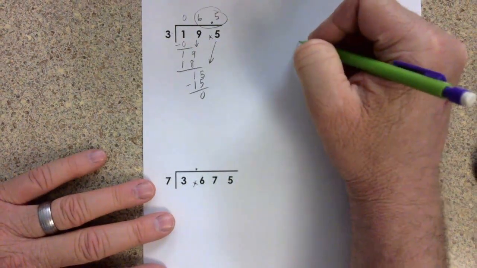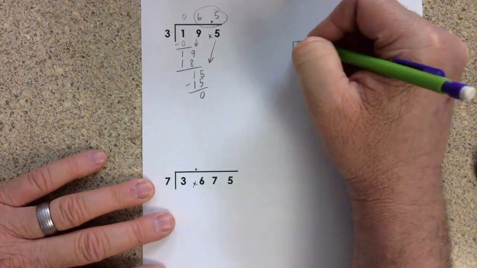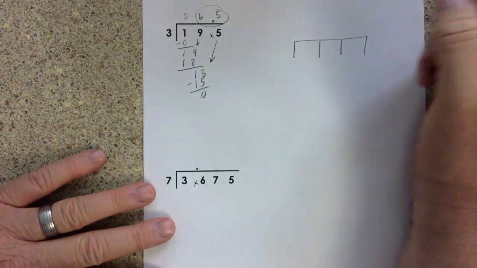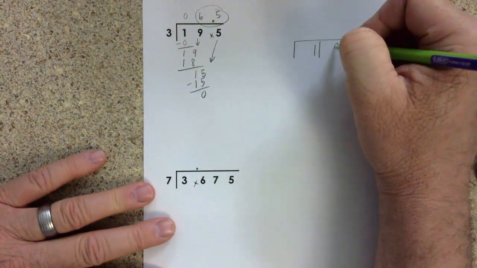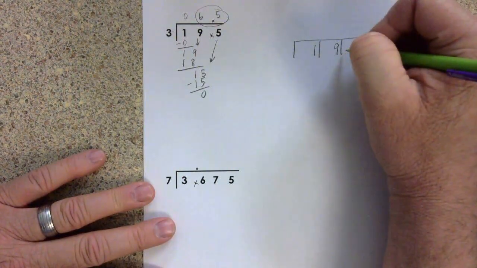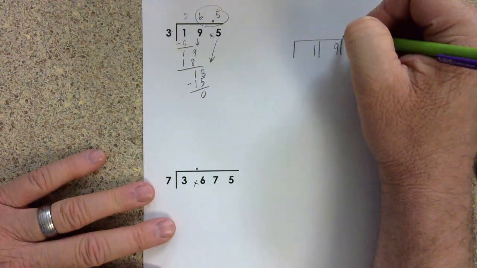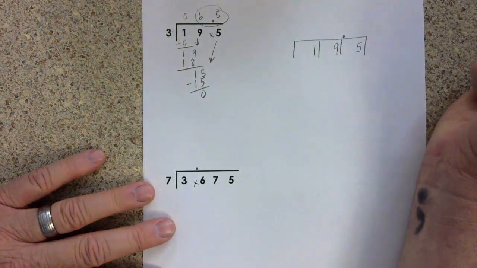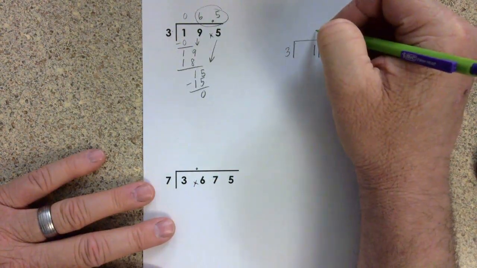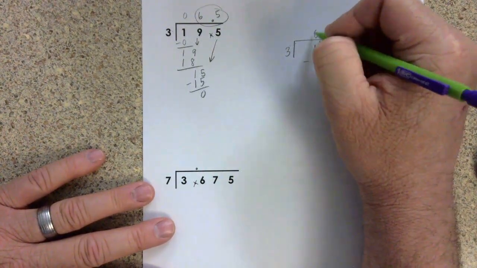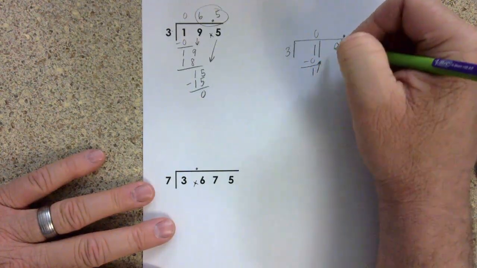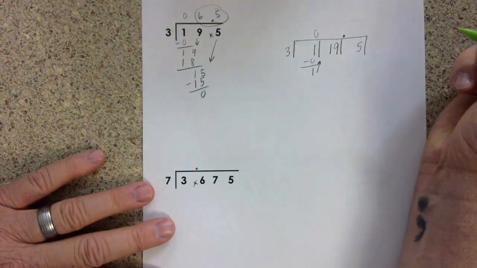You can also do that with the horizontal division. This is still long division. It just keeps it neat and organized. Okay, so this would be 19.5, so our decimal point would be right about there. Same steps. 3 can go into 1 0 times. 0 times 3 is 0. 1 minus 0 is 1. This time we bring up the 1.